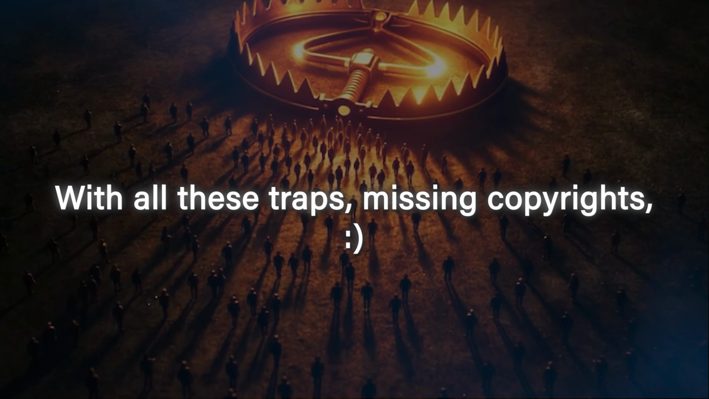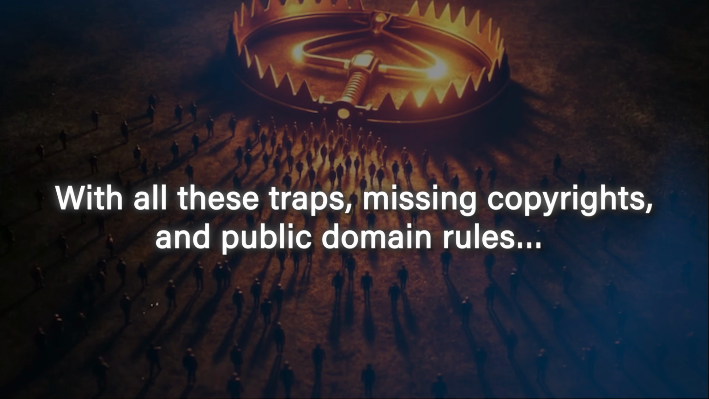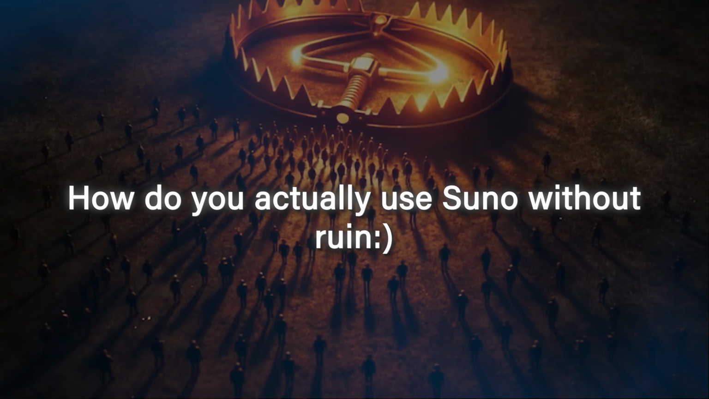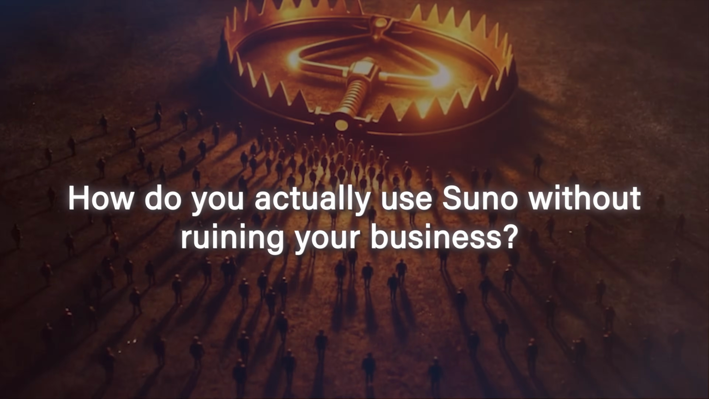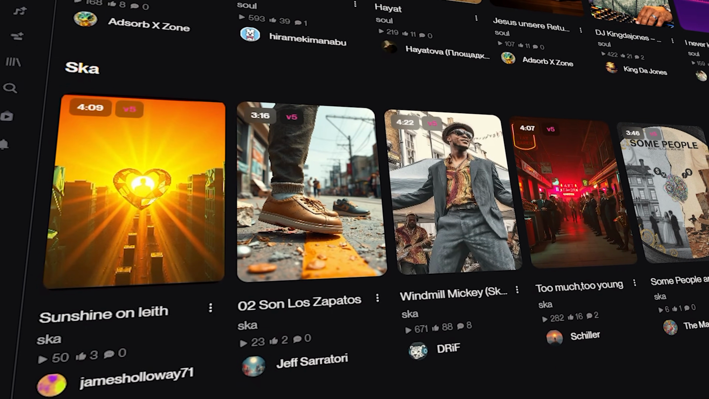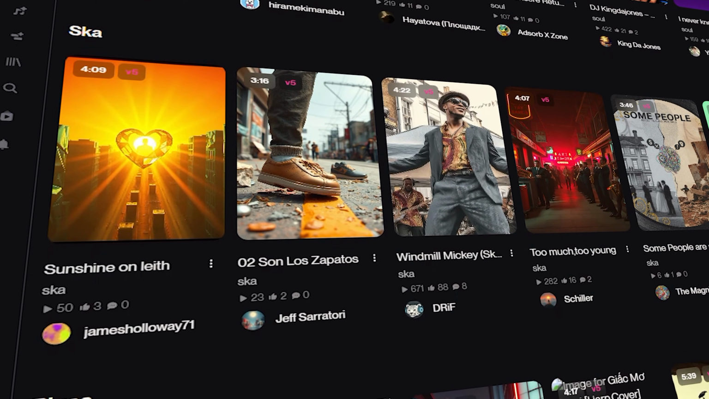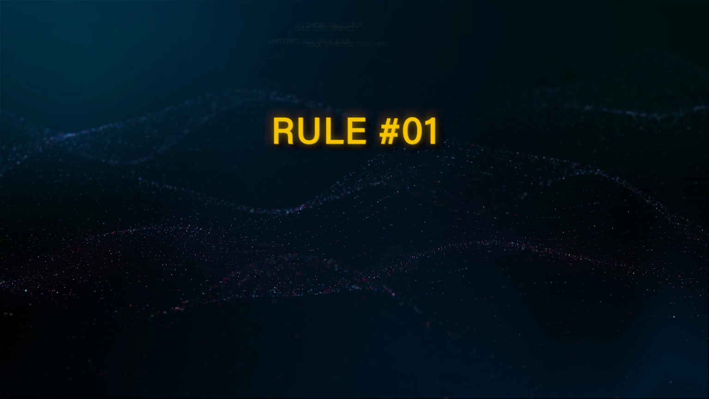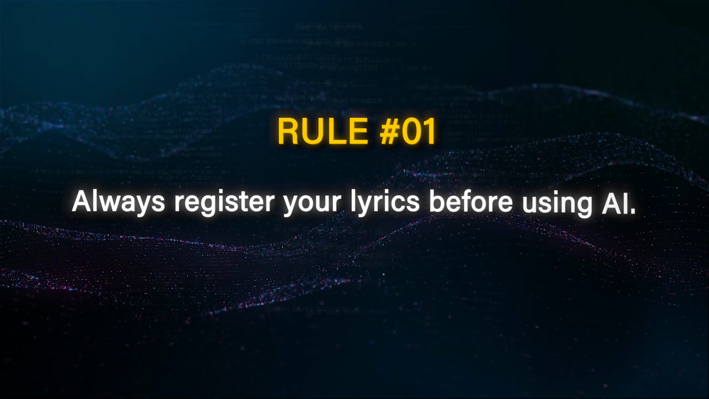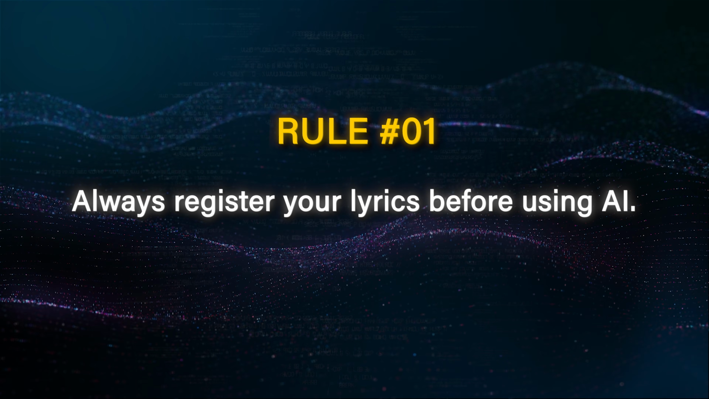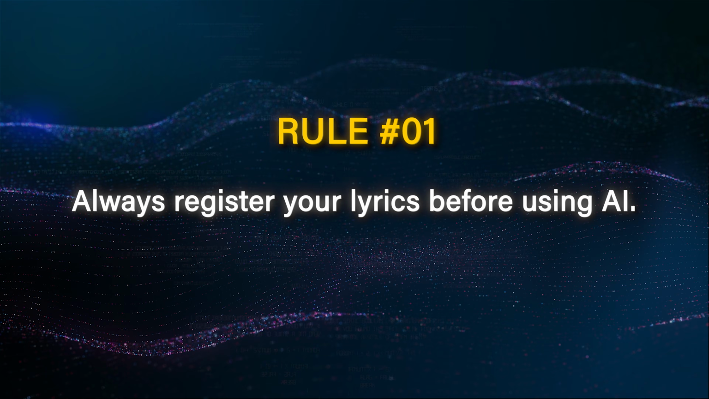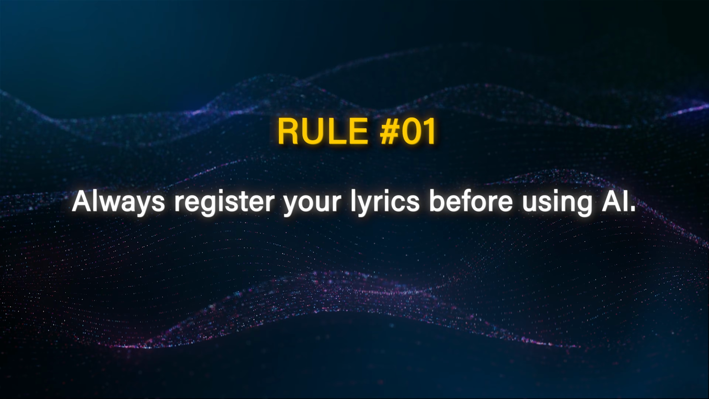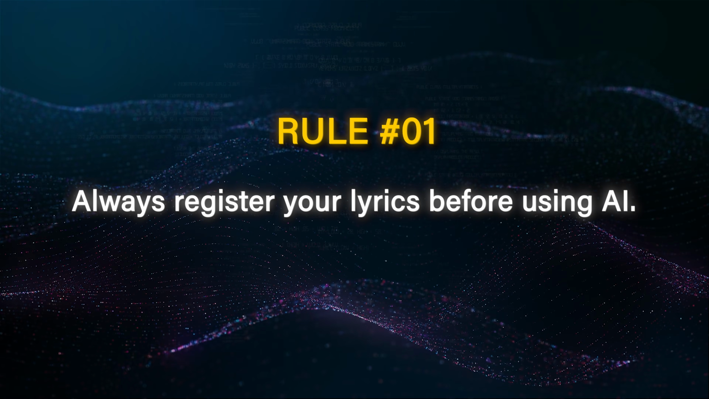So, with all these traps, missing copyrights, and public domain rules, how do you actually use Suno without ruining your business? You have to stop treating Suno as a final product and start treating it as a tool. Here are 3 rules to protect yourself. Rule number 1. Always register your lyrics first. If you write great lyrics, register them with your local copyright office or your performing rights organization before you ever paste them into an AI prompt.